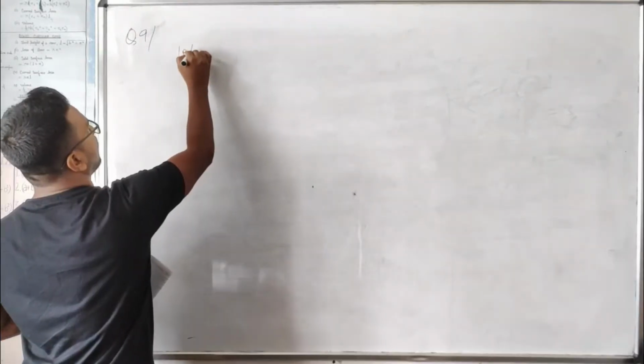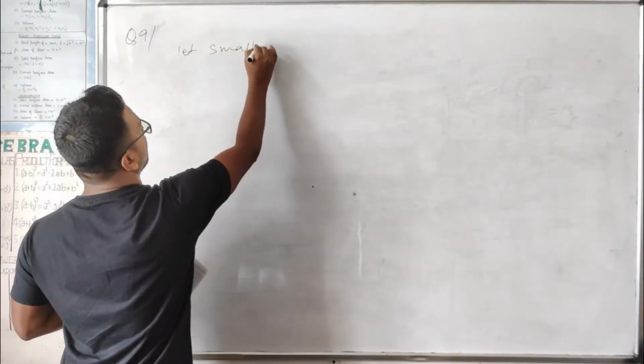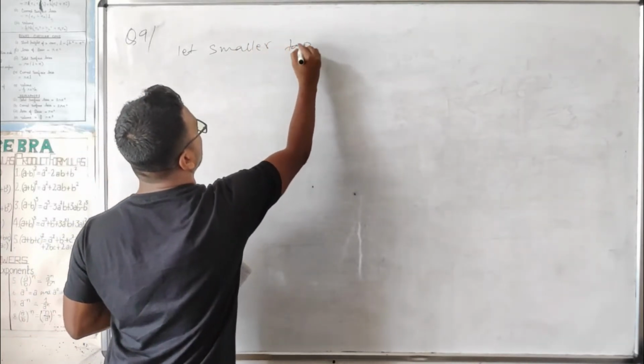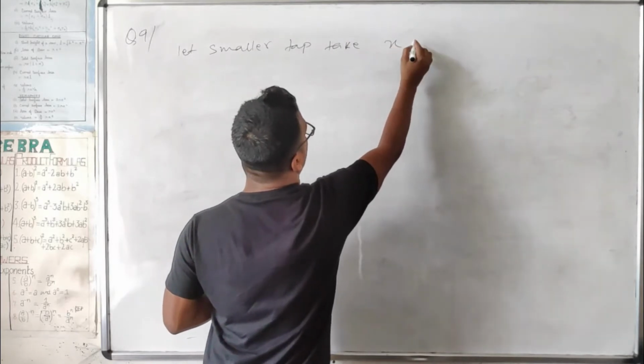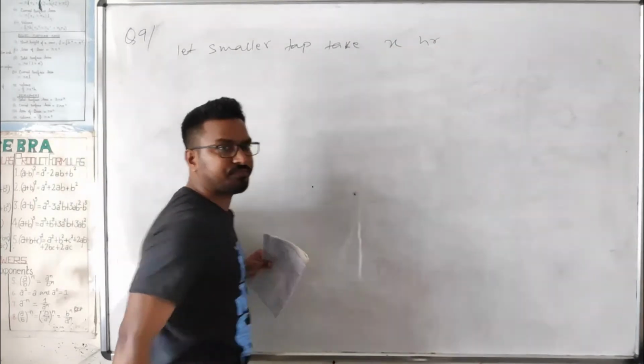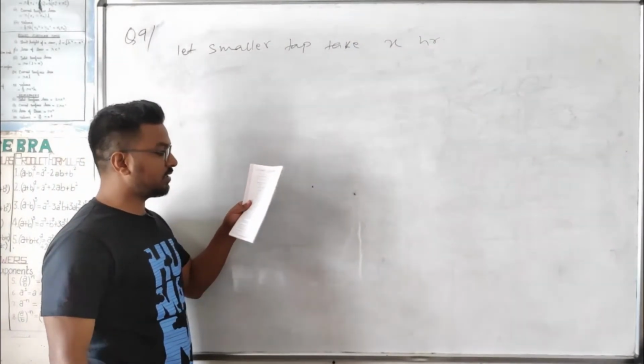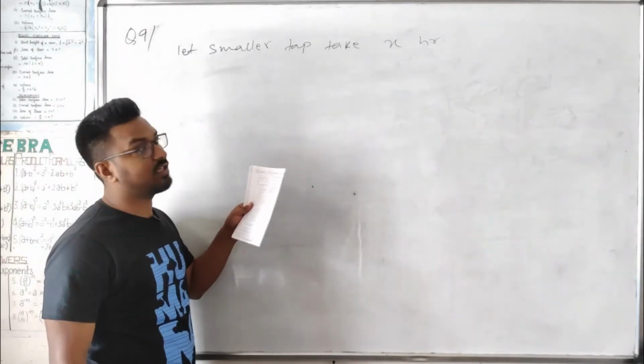So let the smaller tap take x hours. Next, it is given that the larger tap takes 10 hours less than the smaller tap.